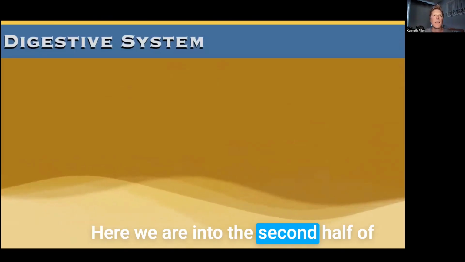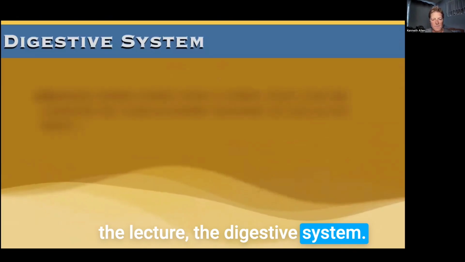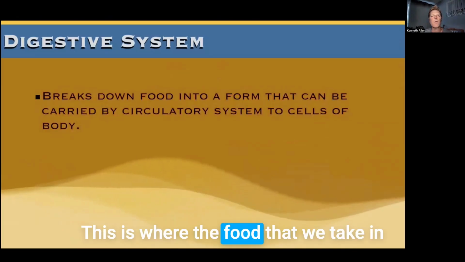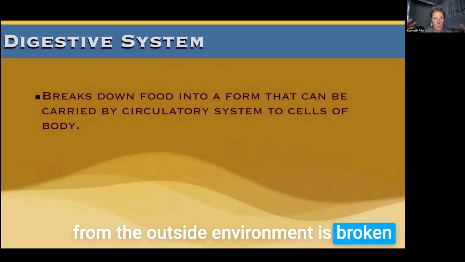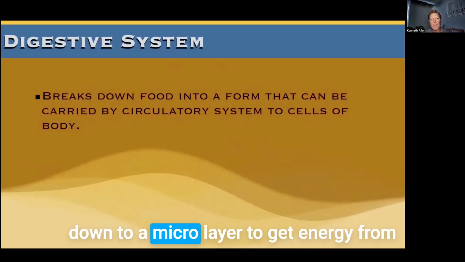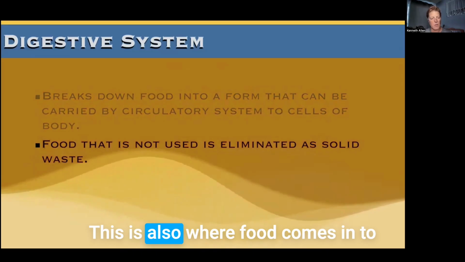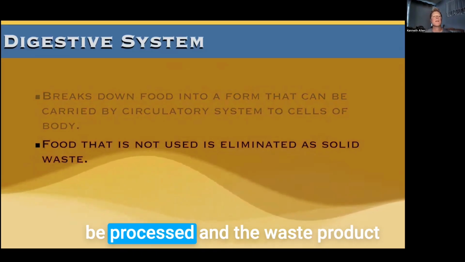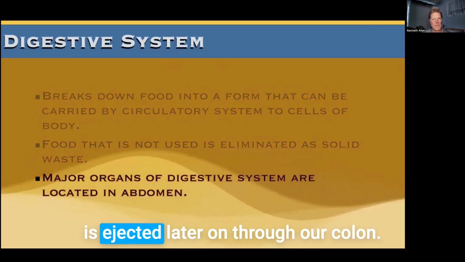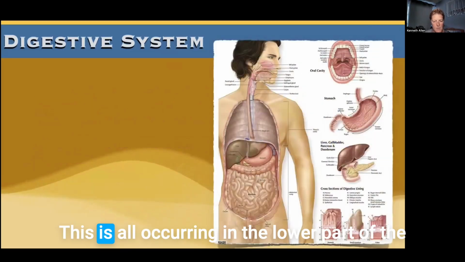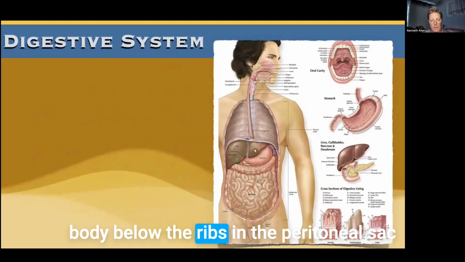Here we are into the second half of the lecture, the digestive system. This is where the food that we take in from the outside environment is broken down to a micro layer to get energy from as we burn it in our body's metabolism. This is also where food comes in to be processed, and the waste product is ejected later on through our colon. This is all occurring in the lower part of the body, below the ribs, in the peritoneal sac, where our digestive organs live.